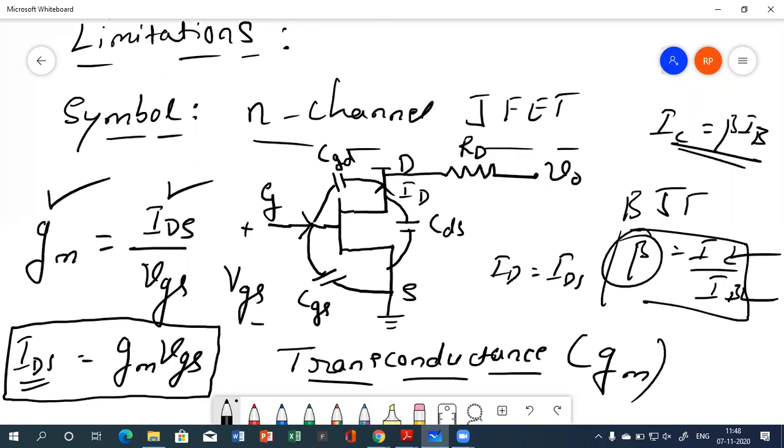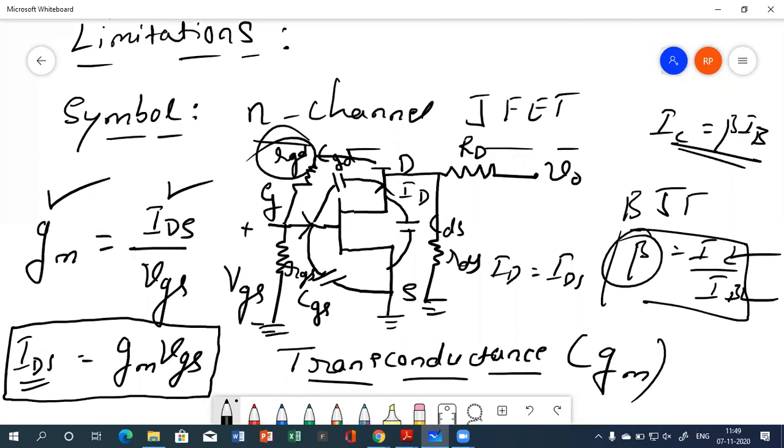Between gate and source, this is the resistance RGS, that is the gate to source resistance. This is the resistance between drain and source, RDS. And from the gate to drain, we also have one resistor, which is RGD. But most of the time this RGD is very negligible, hence it is not shown in many equivalent circuits.